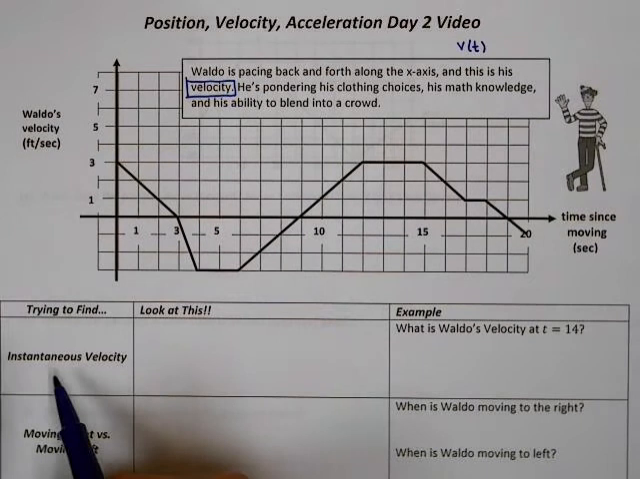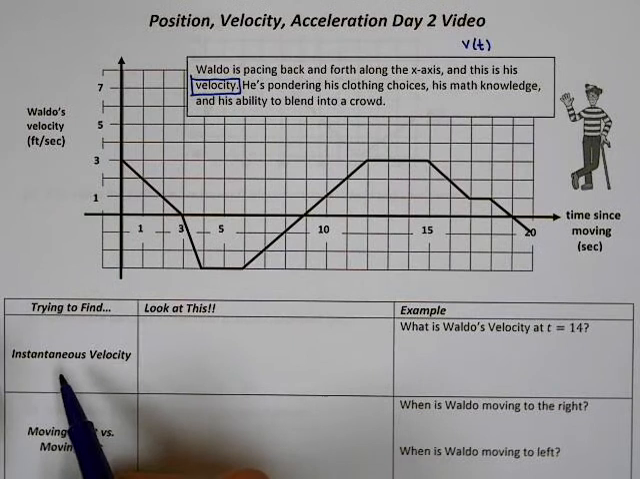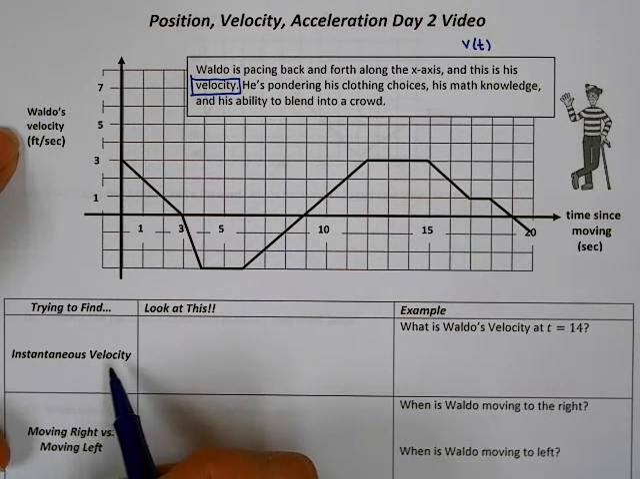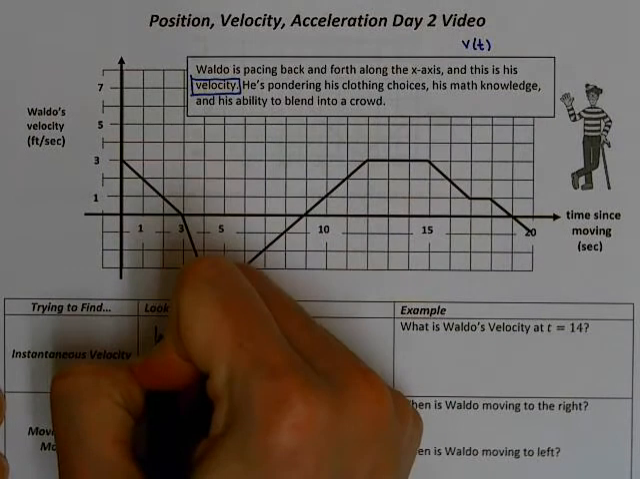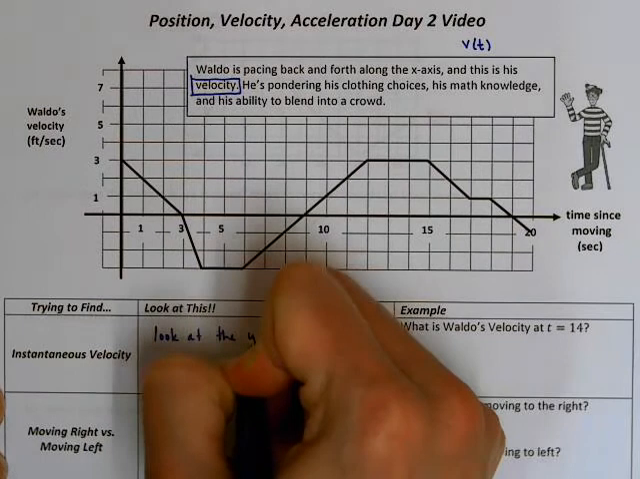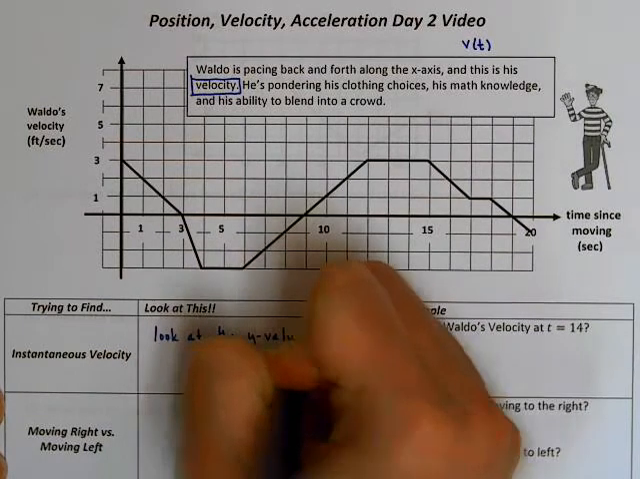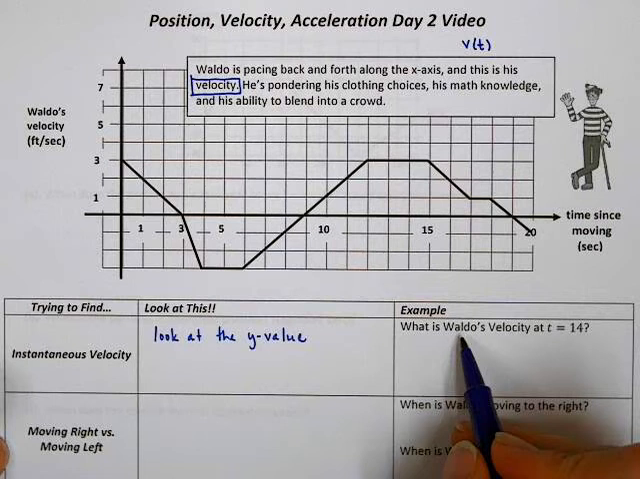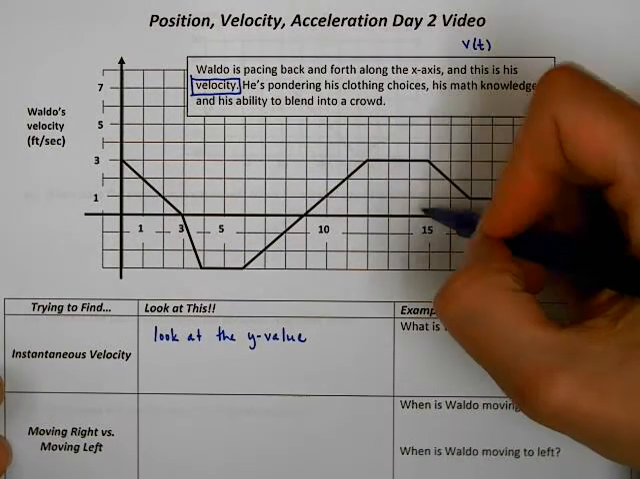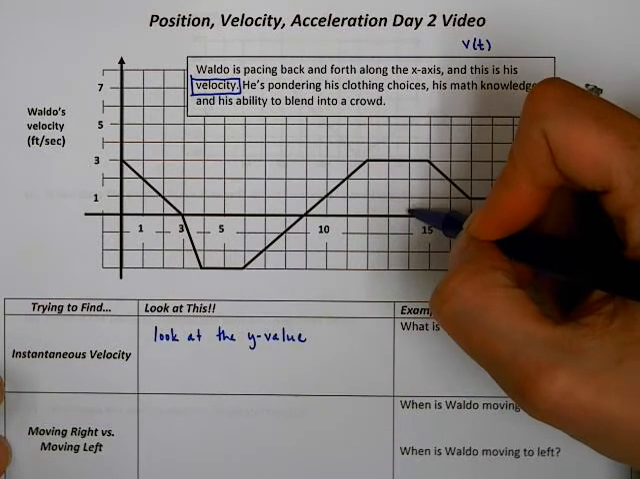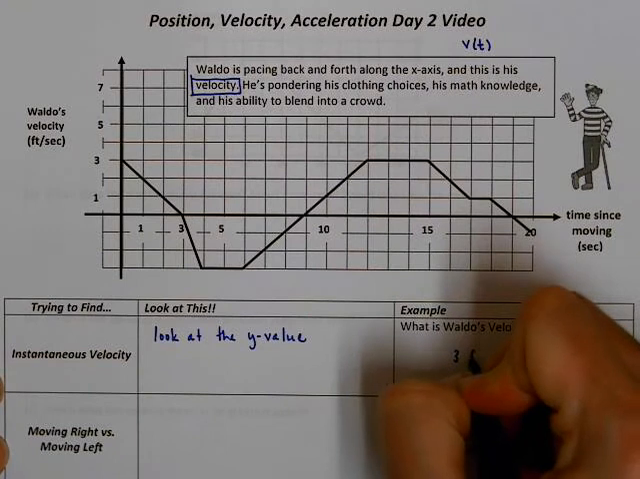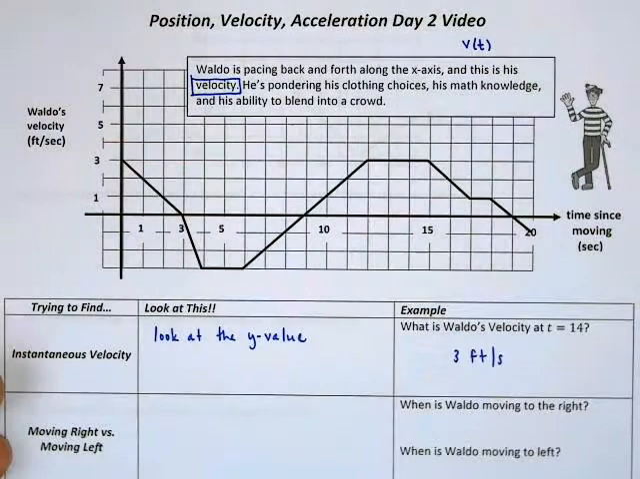So the first thing you might be asked to find is instantaneous velocity. Well, since this is the graph of velocity, we would just look at the y value. So, for example, if you were asked Waldo's velocity at time t equals 14, I would find that time here, and then I would go up to my y value, so I would know that his velocity is 3 feet per second.